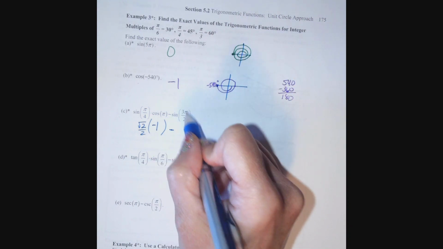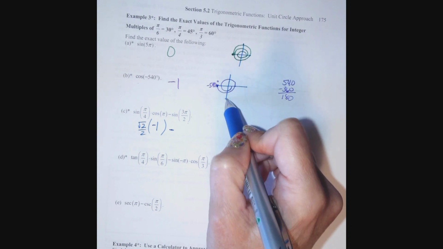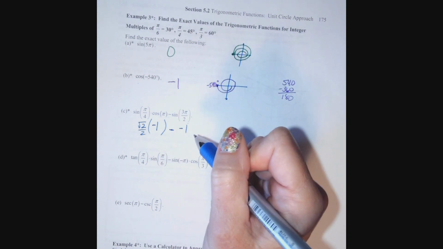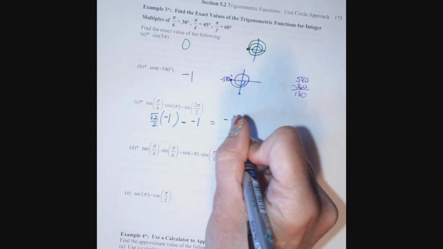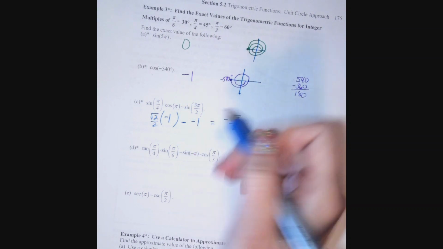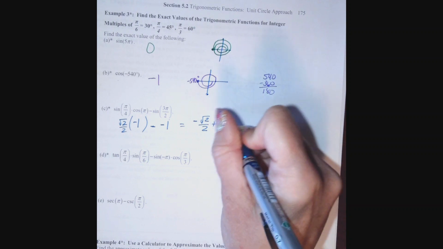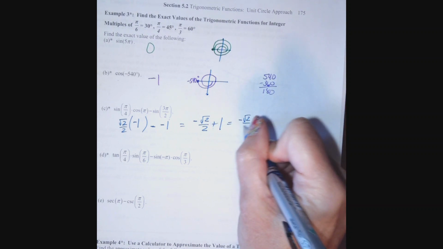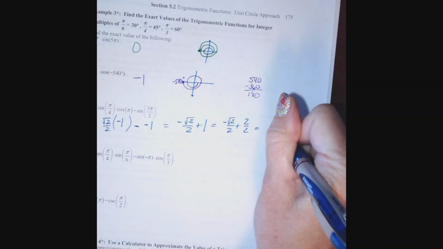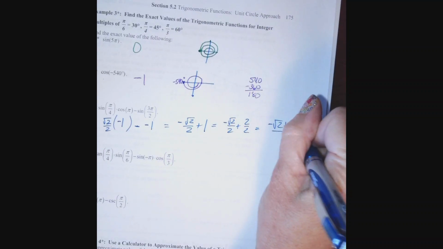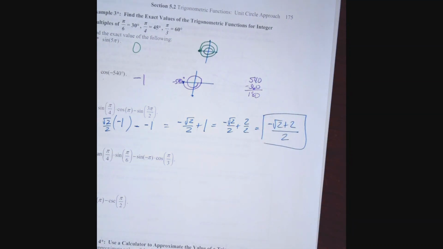Minus the sine function value of 3 pi halves. 3 pi halves is down here. Sine is the y-coordinate. That's going to be a negative 1. So minus a negative 1. Negative square root 2 over 2 minus a negative 1 is plus 1. I need to write this 1 as a fraction with a common denominator so I can add it to this first term. That gives me a negative square root 2 plus 2 over 2. And that's where I stop. That's what it is.